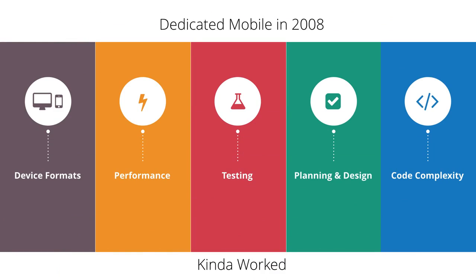So the use of dedicated mobile in 2008 actually was a pretty good solution. There's three phone formats we need to worry about, plus desktop. Performance, well, on the mobile one, we give it a 320 pixel wide picture, so it loads pretty quick. Testing it, buy the four things and test it. Planning and design, well, okay, it's double, right? You design the desktop, and then you design the phone version. And then code complexity, well, it's exactly double, right? You've got two websites to build and maintain.